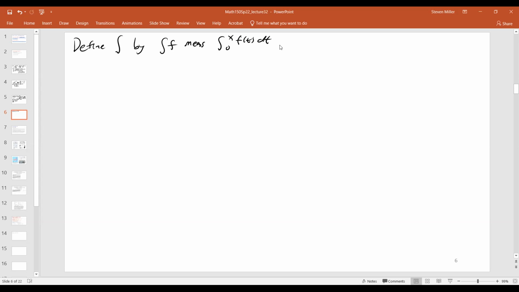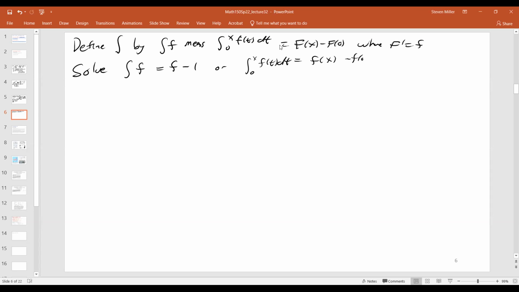So I'm defining my symbol like this. So this would be big F of x minus big F of 0, where big F prime equals f. And I want to solve the integral equation, integral of f equals f minus 1, or the integral from 0 to x of f of t dt is f of x minus f of 0. Does anybody know what function works? I want a function such that if you integrate, you get back the function minus 1.